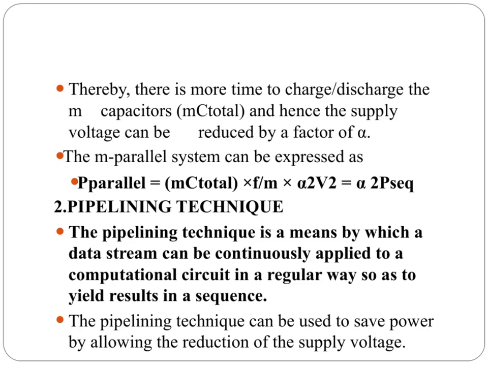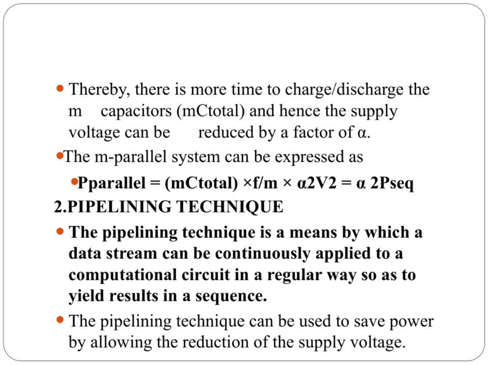Here, we're looking at how extending the charging and discharging time of the capacitors allows us to reduce the supply voltage by a factor of alpha. In the M-parallel system, the power consumption is expressed with this adjusted voltage, showing that by increasing parallelism, we can decrease power proportionally.